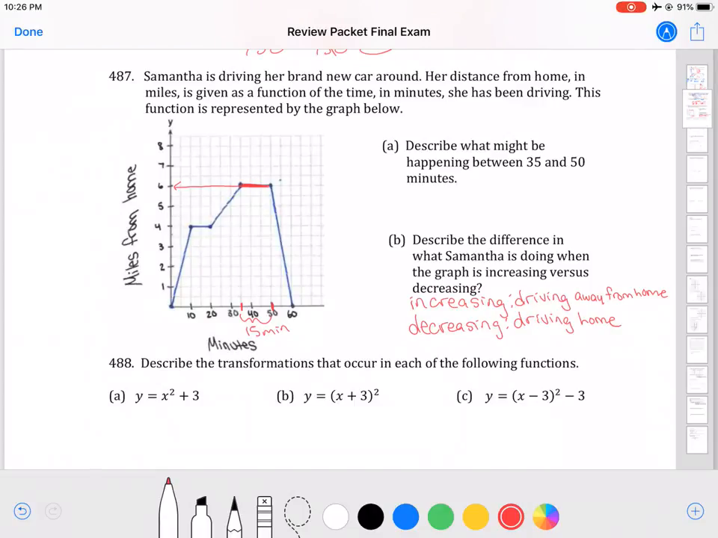So what it's telling me between 35 and 50 minutes is simply that she is not moving. She is maybe getting gas, she stopped for food, she's taking a nap, she's making a phone call, whatever she's doing, her car is not in motion. She has stopped at a distance of 6 miles from her home. Based on this graph, because after that amount of time she starts driving back home, maybe she reached her destination, she stopped at the store, whatever it may be, you can just say she's not moving, or you can have some fun with it and get creative with the answer.